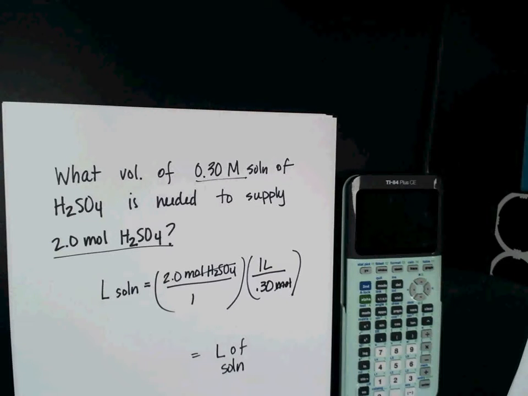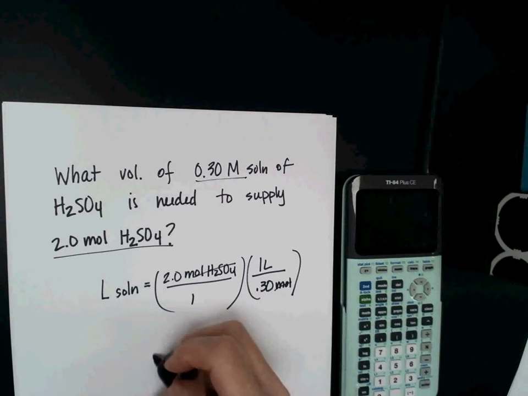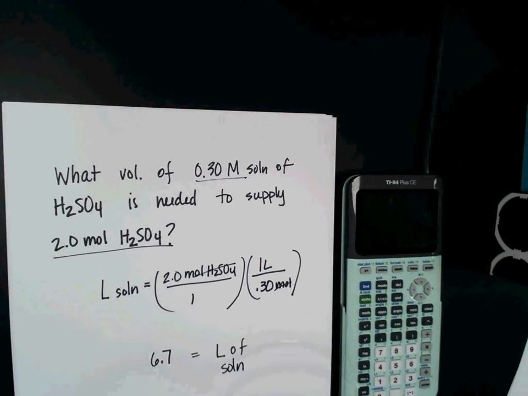What is 2 divided by 0.3? Well, I have 2 divided by 0.3. What's 2 divided by 0.3? 6.66, so we'll make this 6.7. Would it not be 0.3 divided by 2? No, 2's on top. 3's down here.